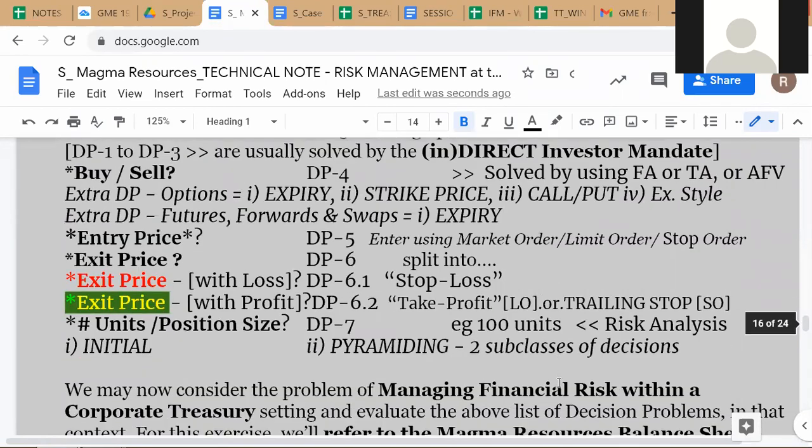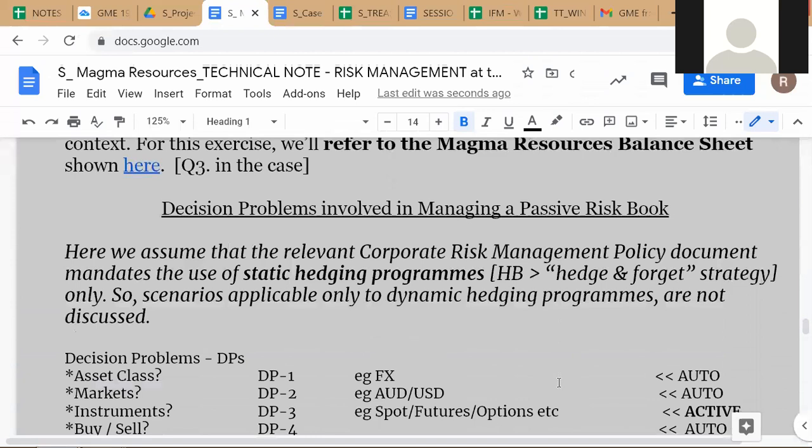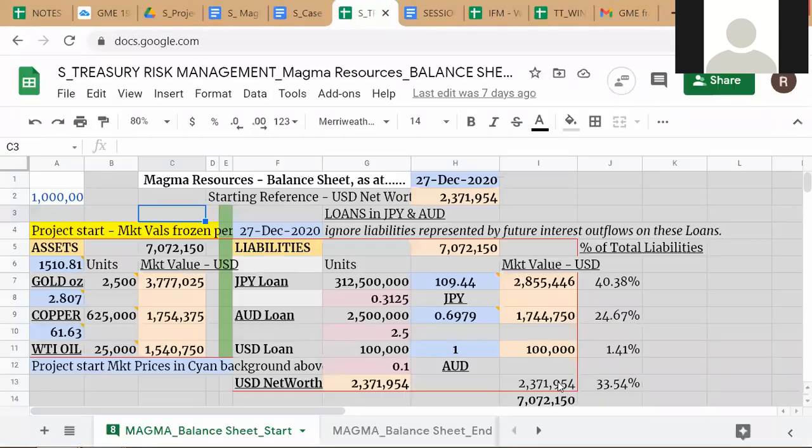Now you've come to a passive risk book where you have to manage risk for Magma Resources, which is a commodity and energy company. And they have all these positions on their balance sheets, these are the underlying positions.